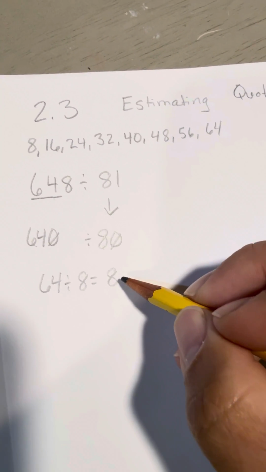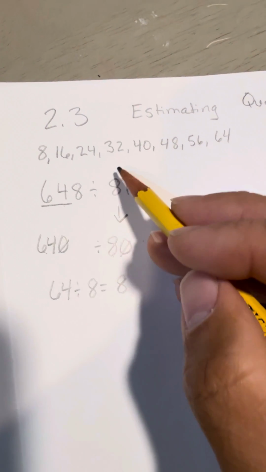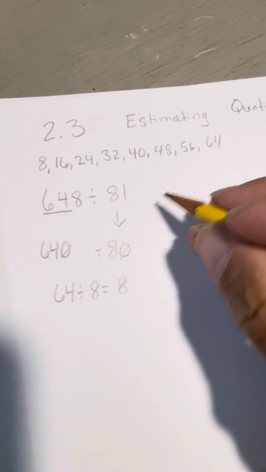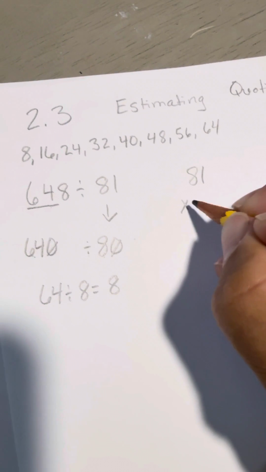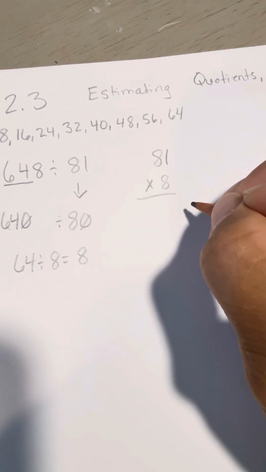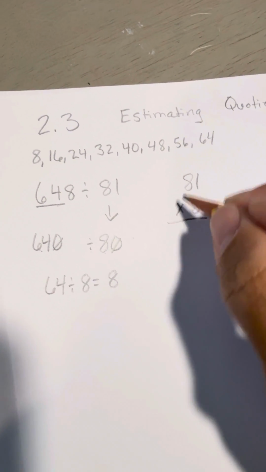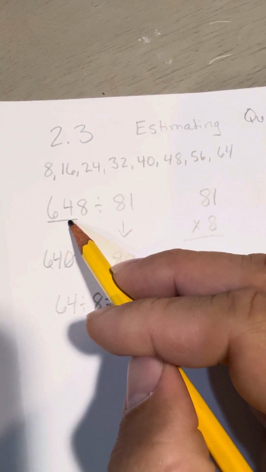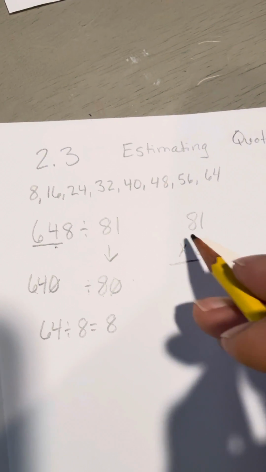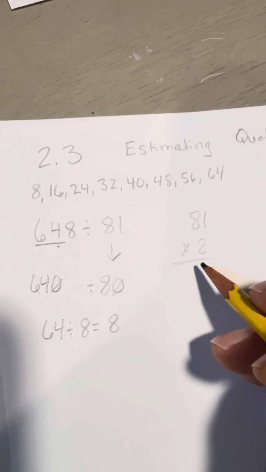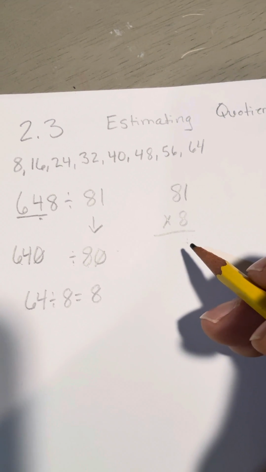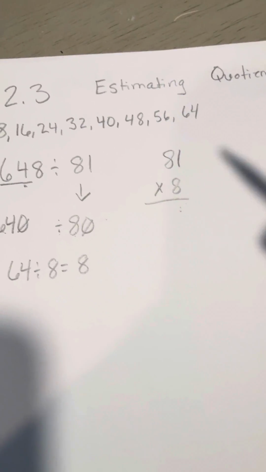But we don't know if my estimated quotient is accurate until I check it using multiplication. So now I'm going to use part of the problem that I started off with, and again, I'm going to look at my divisor. If I have 81 groups, and in each one of those groups I have 8, I need to multiply these two numbers, and I'm hoping I'm going to get 648. If I get 648 when I multiply, then my answer is accurate, and I don't need to make any adjustments. If I don't get 648, then we'll have to look to see if I need to adjust.